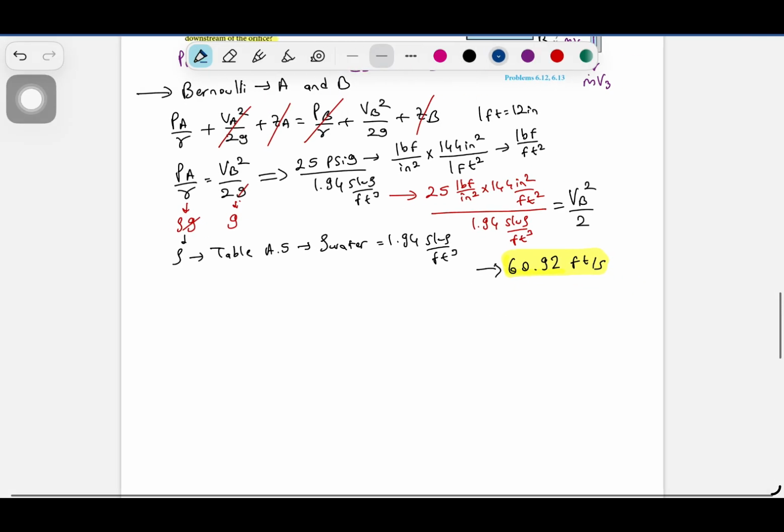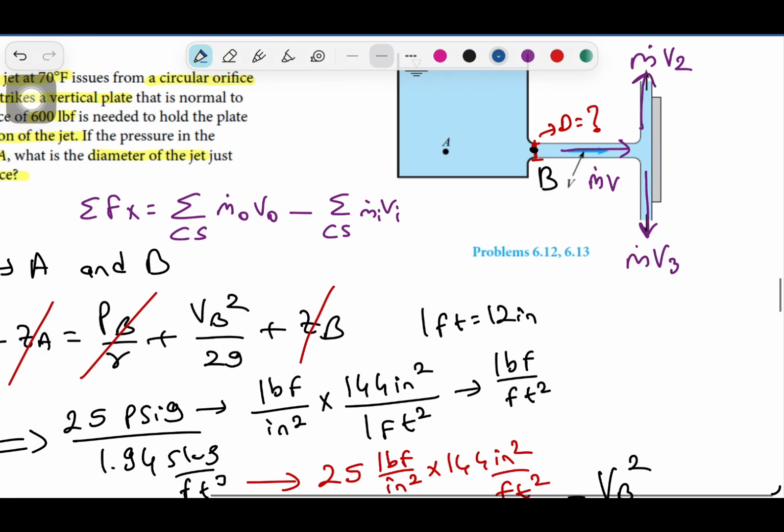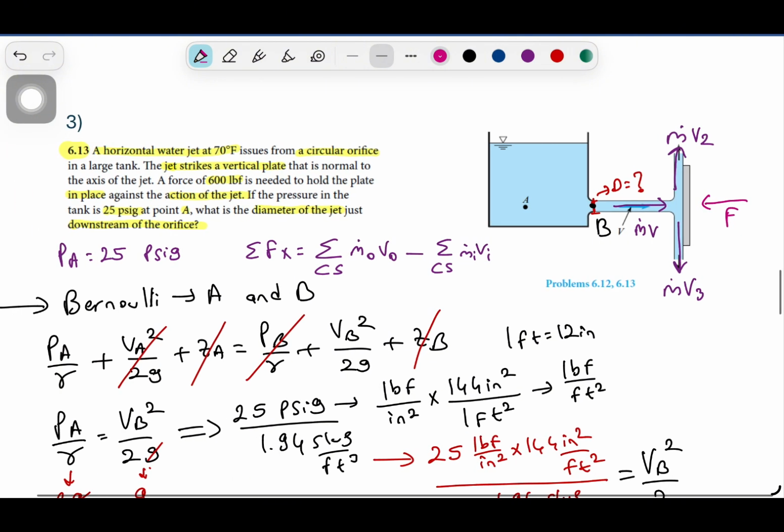Okay, so we now have calculated the velocity at this exit, and we need to find diameter again at the exit of this orifice. And also I forgot to write, we have force on this direction. And again, similar to the previous question, we can just assume this, from right to left is positive x direction, so that we can define signs for each term.